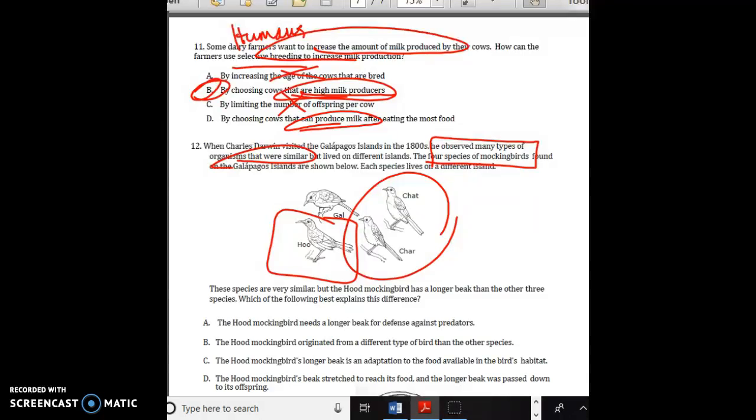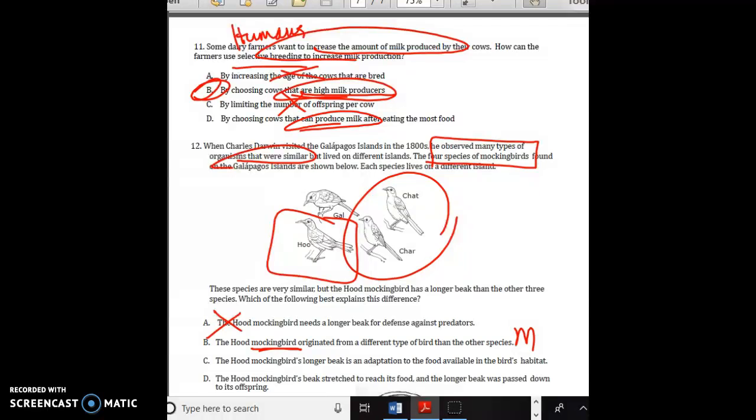The hood mockingbird needs a longer beak for defense against predators. That doesn't really say anything much about predators. I doubt that a slightly longer beak is really going to be that big of a deterrent for predators. The hood mockingbird originated from a different type of bird than the other species. Well, it did say that these were all mockingbirds, so maybe, but not a lot of information on that.